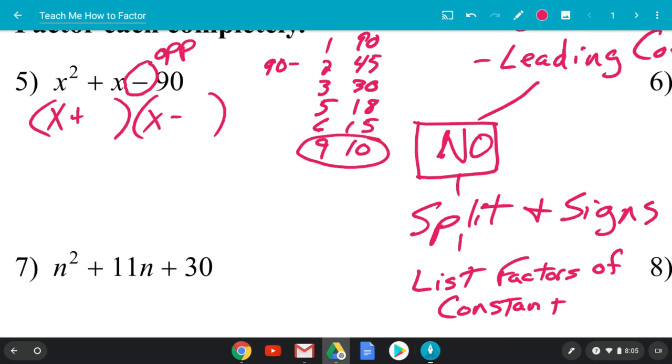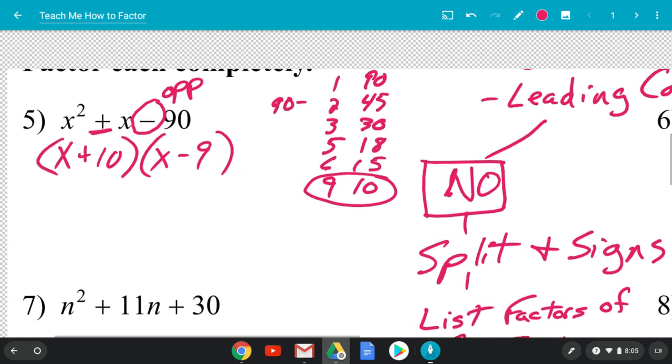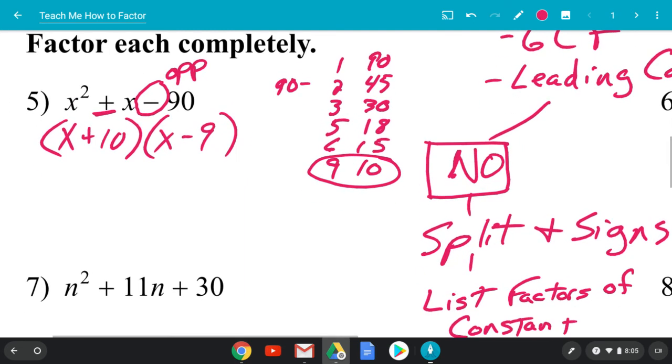And now the last part is the larger number gets the sign from the middle. So 10 has to be positive. So the 10 has to go here and the 9 there. Excellent. Now the directions just said factors, so that's all I have to do. If I wanted my solutions, what would my solutions be? They would be negative 10 and a positive 9. Remember, they're the opposite of what we see.